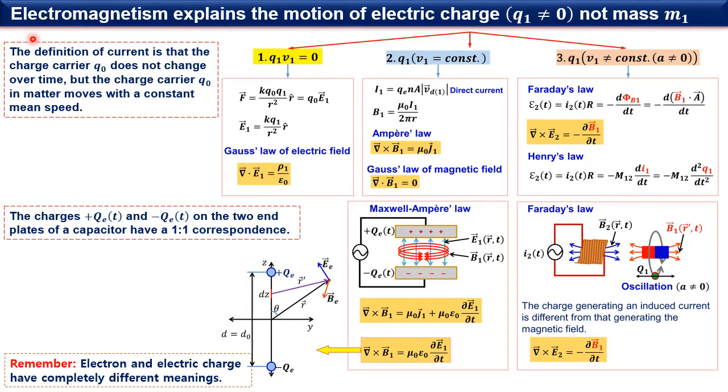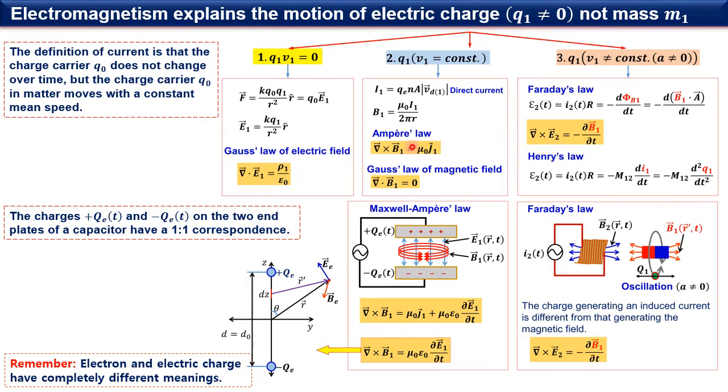Before I demonstrate how I discovered the self-induction of Faraday's law, I want to clarify that electromagnetism is used here to explain the motion of electric charge, not mass. There are three different velocities of an electric charge. First, when the velocity of an electric charge is zero, an electric field exists according to Gauss's law. Second, when the velocity of the charge is constant, current flows, which means the charge generates a magnetic field, according to Ampere's law, and an electric field also exists.